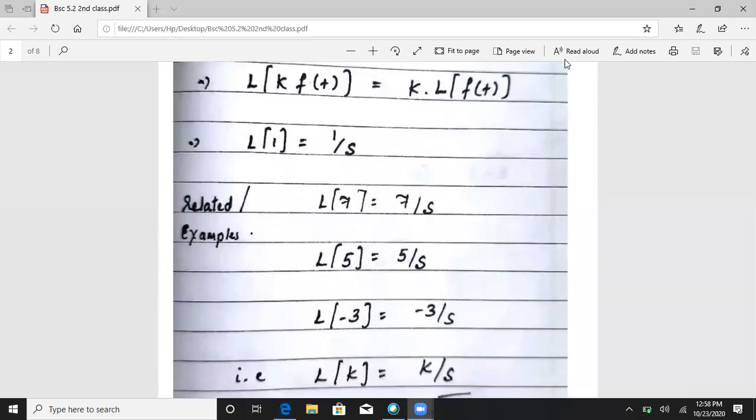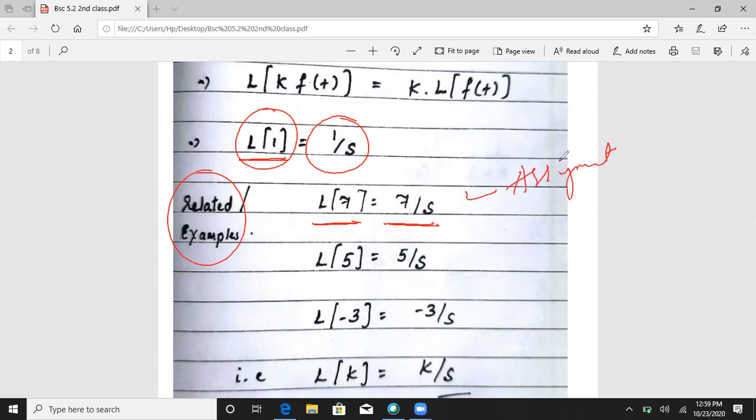The next property is the Laplace transformation of a constant value. It is L of 1 equals 1 by s. We already proved this one in last class. Now we'll see some related examples on this property. The Laplace transformation of the constant value 7 is equal to 7 by s. I gave this one as an assignment for you. Some students solved this one and the remaining didn't send it to me.